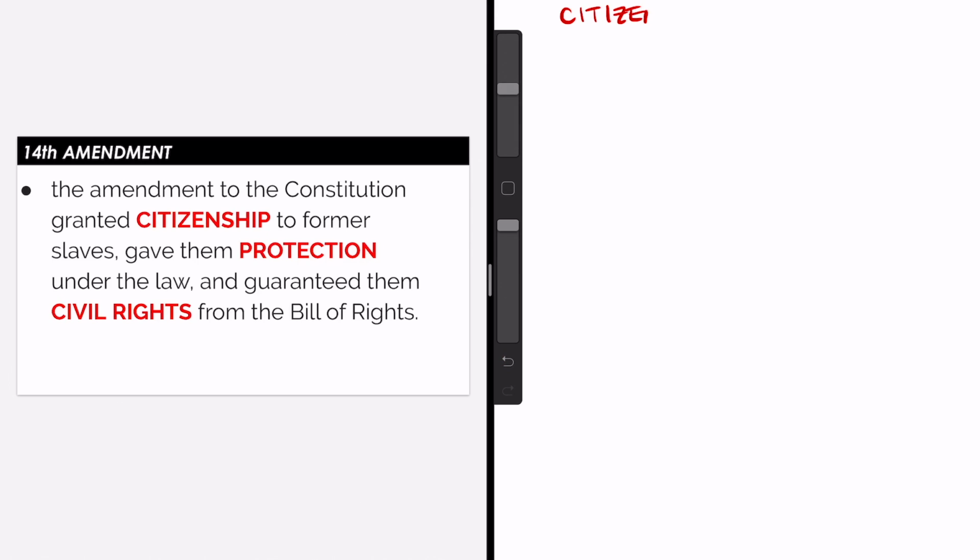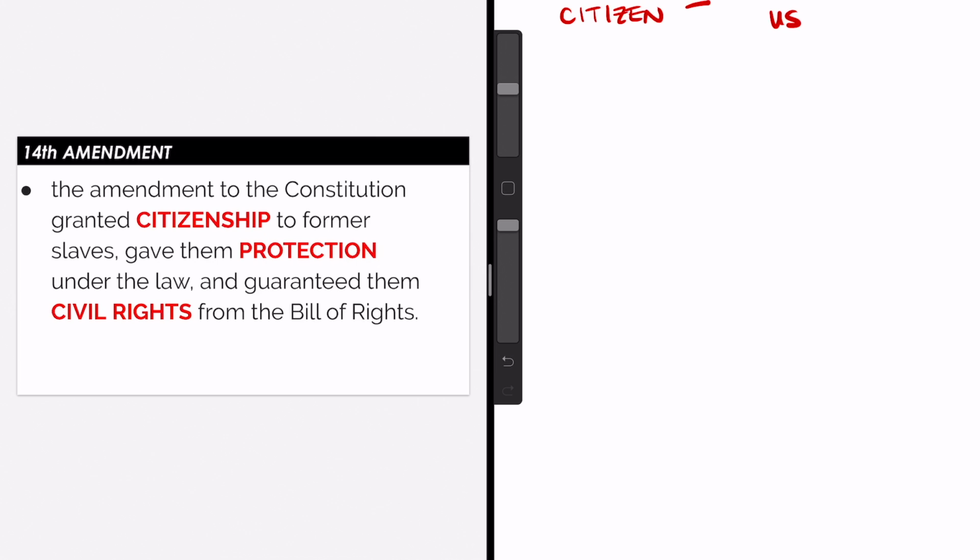Citizen. American. So to be an American citizen under this new amendment, you had to be born in the U.S. According to this amendment, if you were born in the United States, you are automatically an American citizen. No papers required, no process, no applying, no nothing. You are just an American.